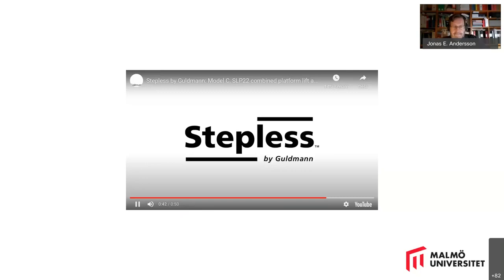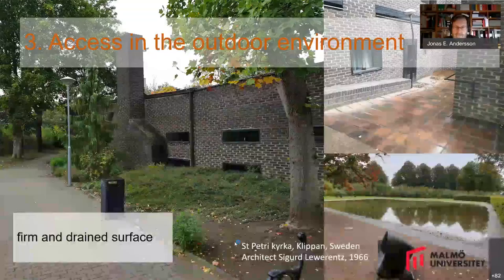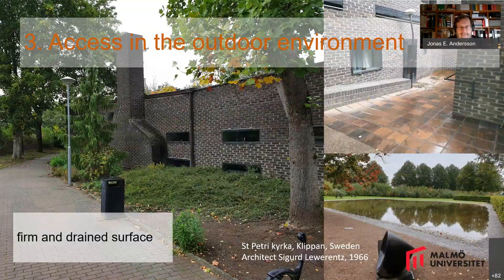So we continue analyzing another type of Swedish architecture from the 20th century. And then we are looking at a church designed by Sigurd Leverenz in his late ages. I think he was almost closing in on 90 when he got this commission for designing a new church in Klippan in southern Sweden.